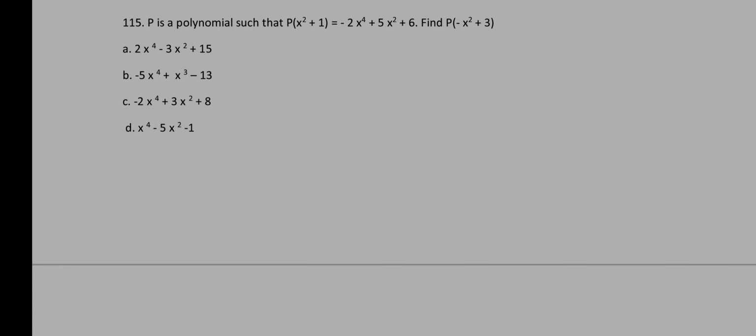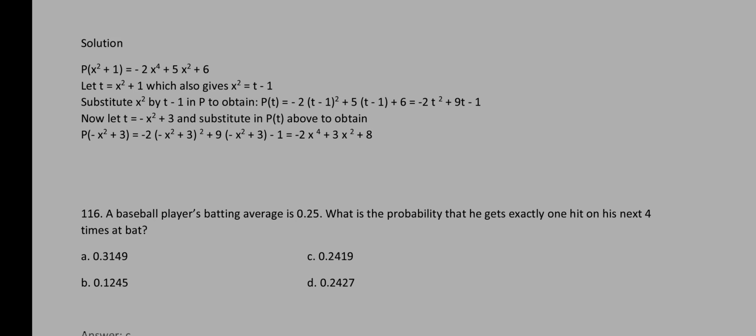Problem 115. P is a polynomial such that P of (x squared plus 1) is equals to negative 2x to the fourth plus 5x squared plus 6. Find P of (negative x squared plus 3). Yan choices. Ang sagot mo daw dyan ay letter C, negative 2x raised to 4 plus 3x squared plus 8. Solution, ayan.